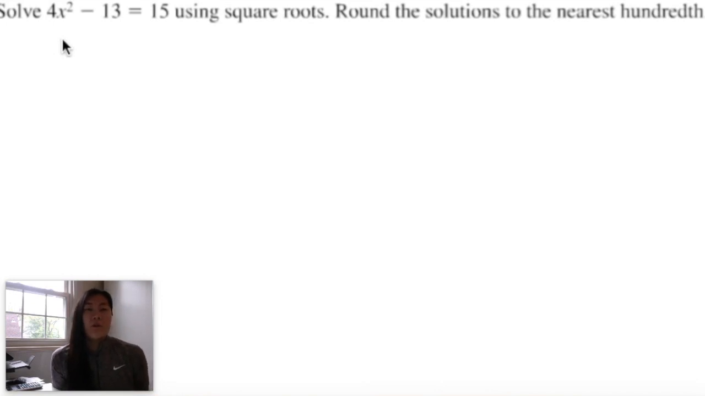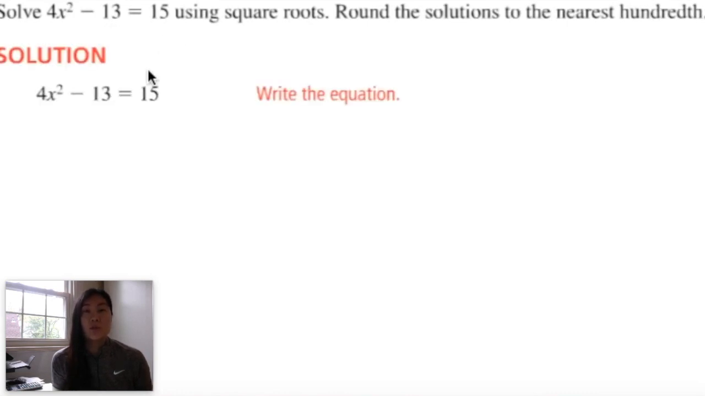Solve 4x squared minus 13 equals 15 using square roots. Round the solution to the nearest hundredths place. How do we go about doing this? Using square roots. So this is one of the ways to solve quadratic equations.